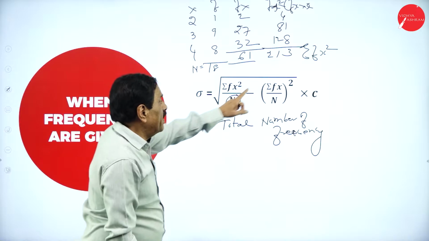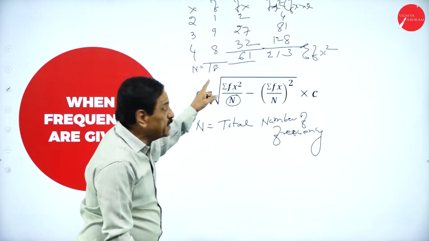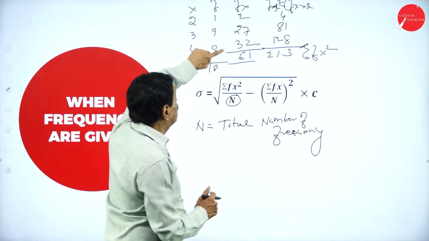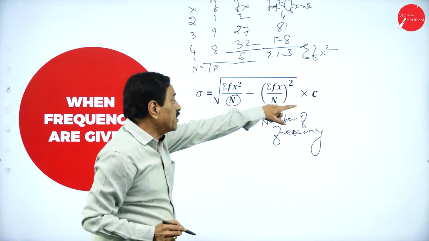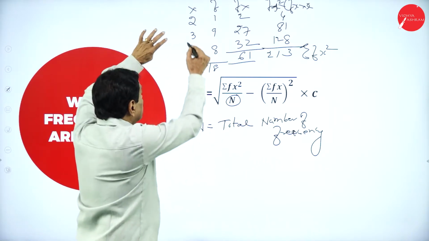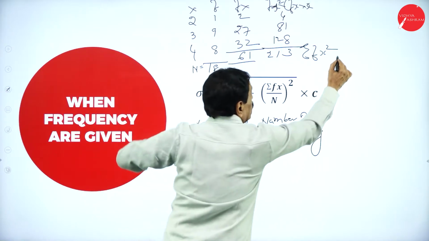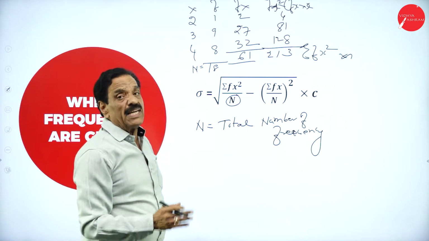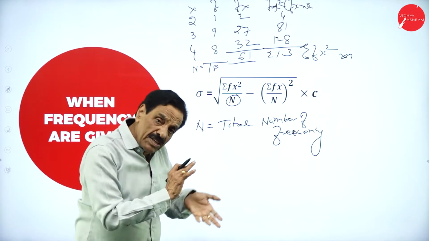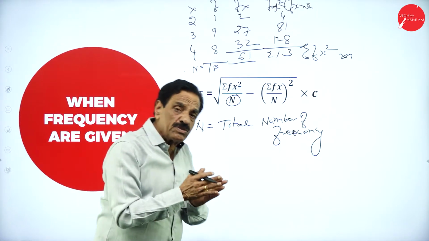Now I will show how to apply this. Your sigma fx square is 213, number of frequencies 18, minus sigma fx, 61 divided by 18, whole square into class interval c. The class interval is 2 to 3, 3 to 4; the difference is 1, so we have to apply 1. That's all. If it is uniform, then only we can take the class interval. If it is not uniform, don't take the class interval. So what are the first two steps now?